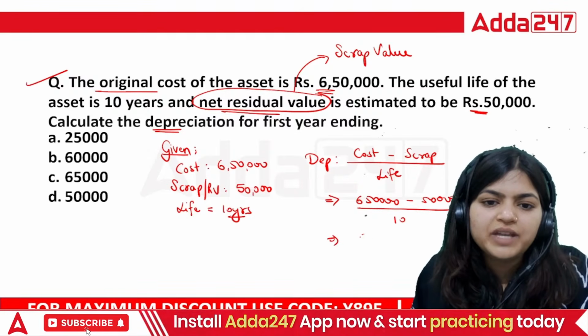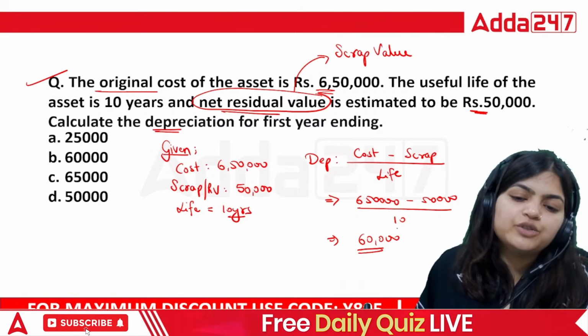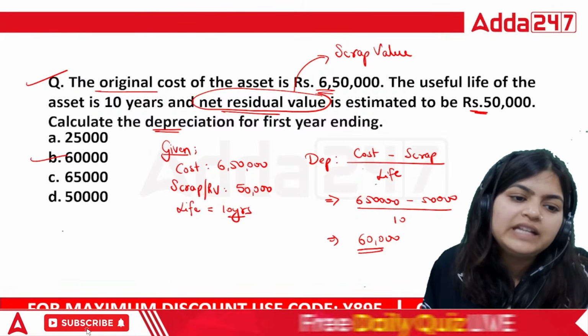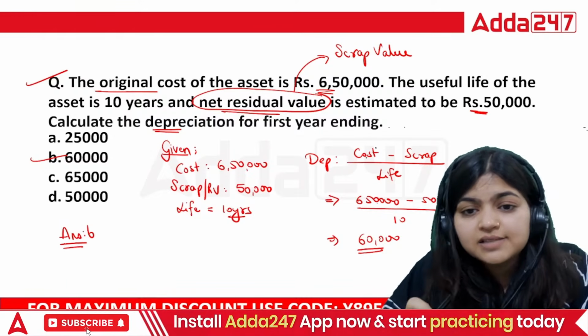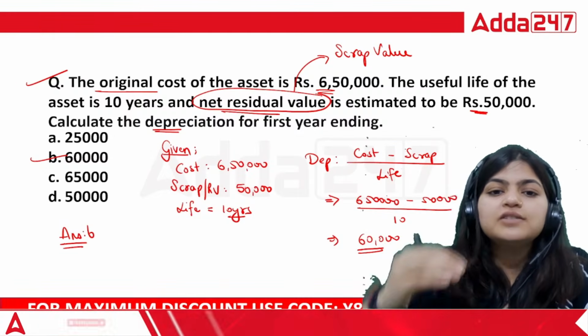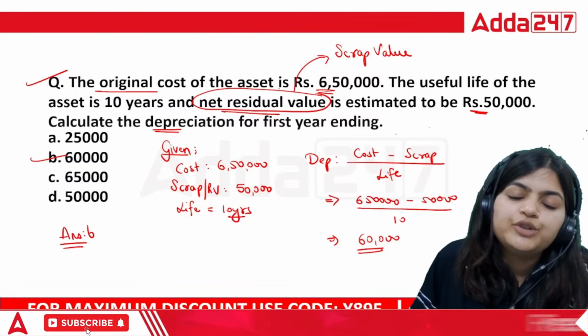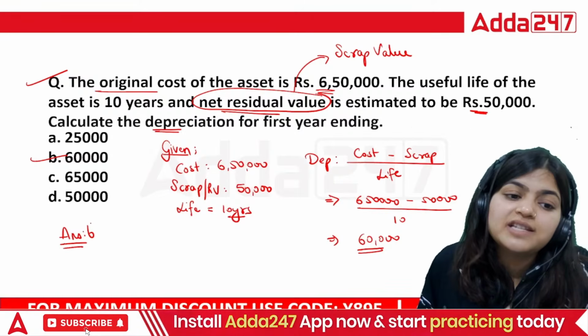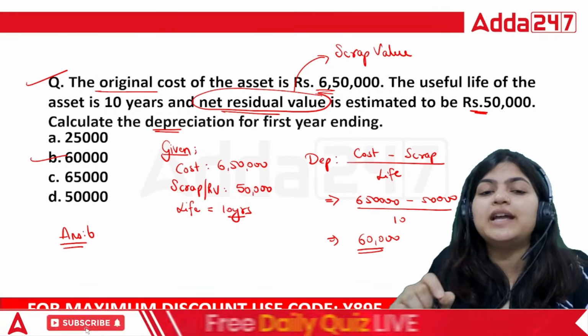So this is going to be 60,000. Yes, so first year you are going to charge 60,000 as your depreciation amount. Now, this 60,000 you are going to charge over the period of time. Means every year when you are going to use that asset, you will be charging 60,000. And that is what straight line method.